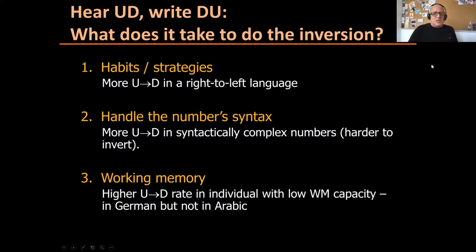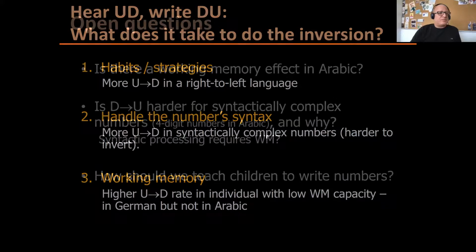So basically, these are the conclusions, three things I told you about. All three factors seem to affect the way people write. Definitely the habits, strategies, which has the strongest effect, and also a weaker effect for the syntactic structure of the number and working memory.